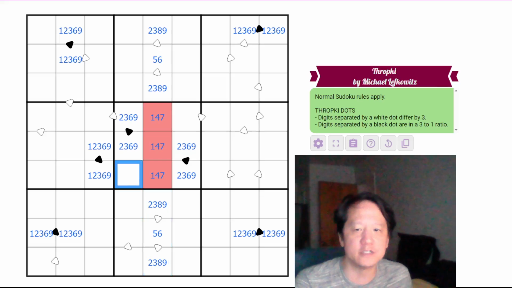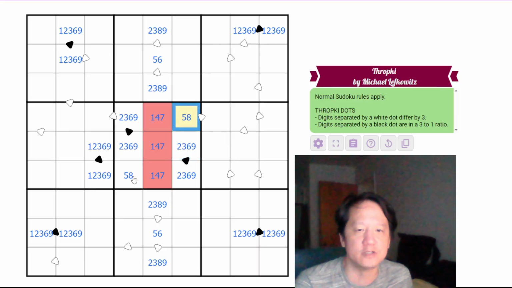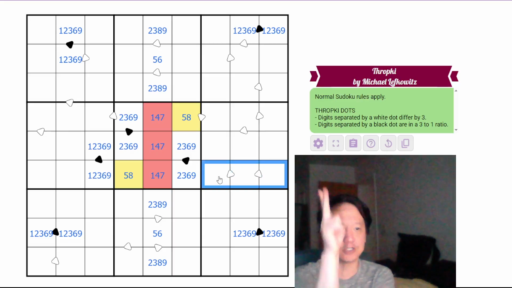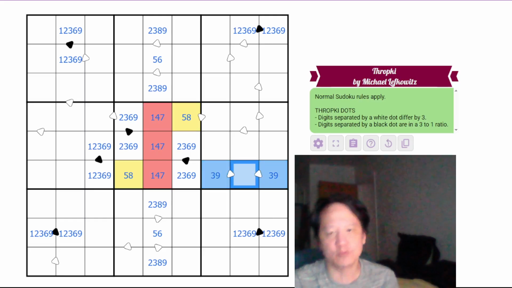That means the remaining digits in this central box are 5 and 8, which are 2 mod 3. Well, this cannot be 1 mod 3 because you can only have 3 digits that are 1 mod 3. It can't be 2 mod 3 because you already have a digit here which is 2 mod 3, which means these must be 0 mod 3. So this has to be 3, 9, and 6. So 3, 9 here means this is not 3 or 9. That's 6, which means these can't be blue.